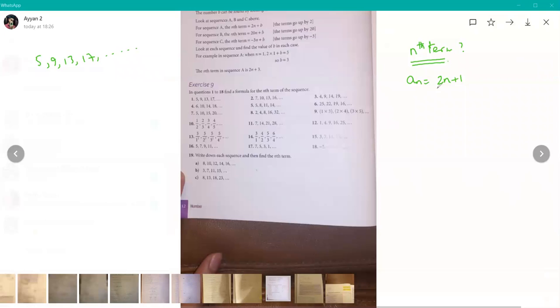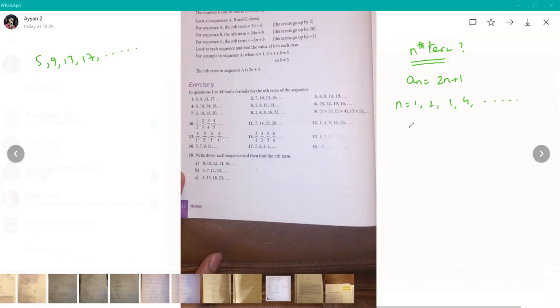Suppose there is an nth term which is 2n plus 1. By looking at this nth term or the nth formula, you must be able to write the sequence which has this formula. So you start putting the values of n as 1, 2, 3, 4, and so on.